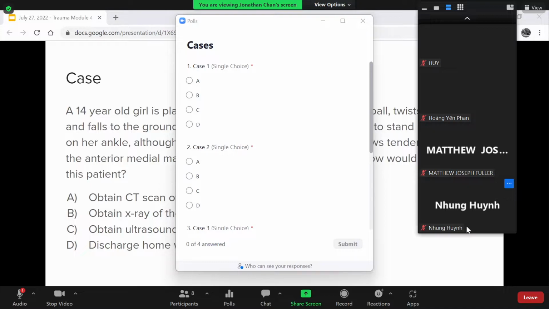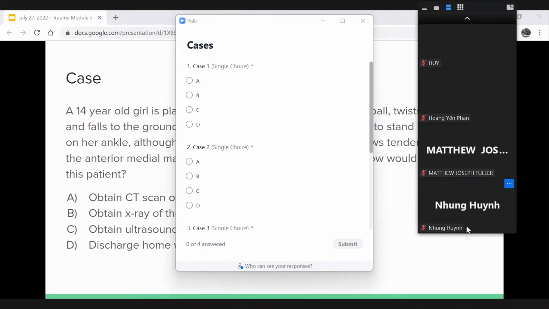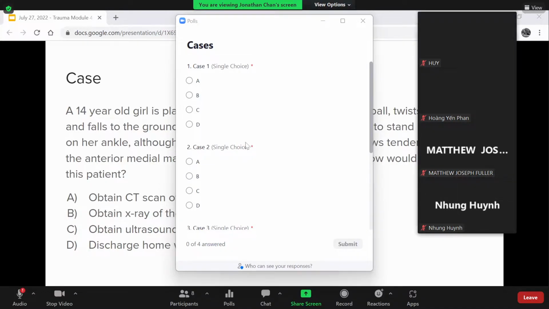So we'll start with the poll, okay? Everyone can see the poll? Yeah, you got it. Okay, so let's do the first one.